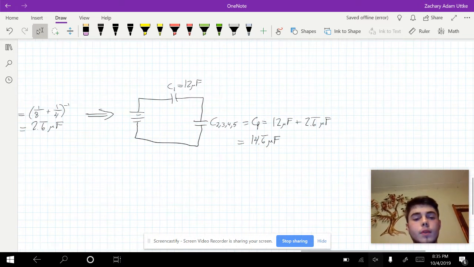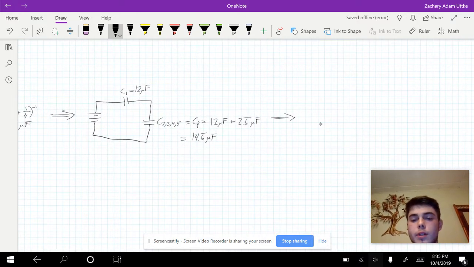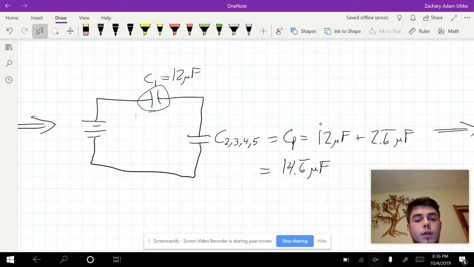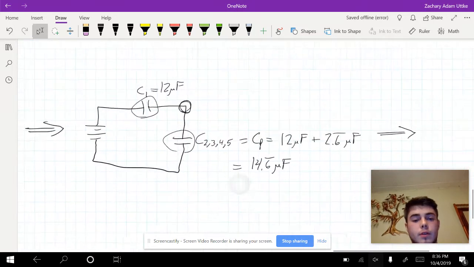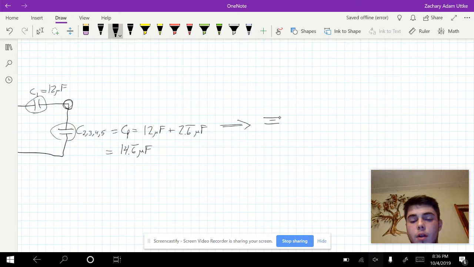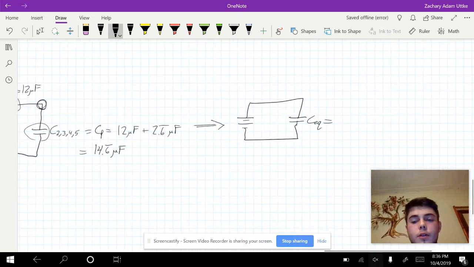Okay? Now we're really close to finding our total capacitance. We just have to combine these last ones. Sometimes students get confused by these two capacitors here because there's a bend here. But don't be confused, these two are still in series even though there's that bend there. So let's redraw it. We finally have CEQ right here. And those two are in series, right?